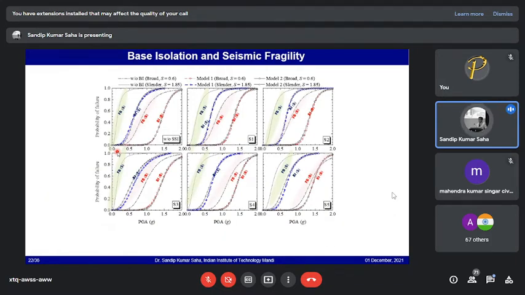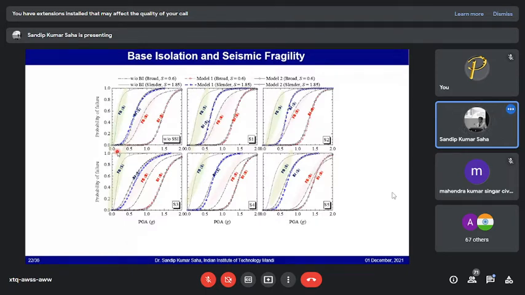So further, if you plot the fragility curves, just to give you a background, fragility curves typically show you the probability of failure. You can say the probability of exceeding a particular damage state with respect to a variation in the intensity measure. So here the intensity measure has been taken as the peak ground acceleration of the earthquake excitations.